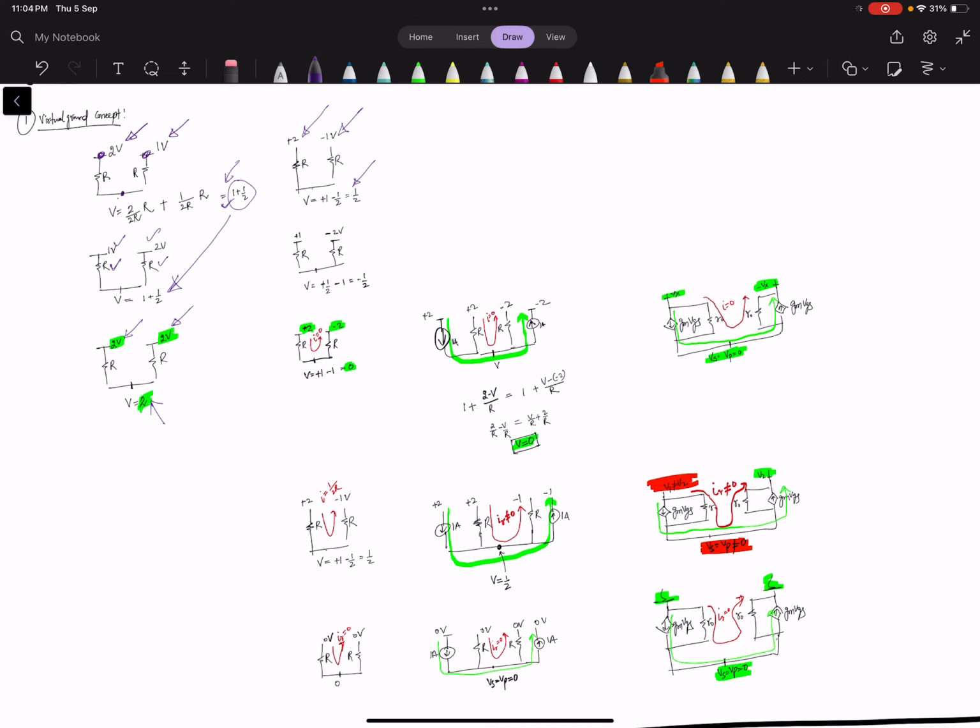Okay, now if we interchange this voltage here, 1 volt and minus 2 volt. Earlier this was plus 2 and this was minus 1, now it is plus 1 and this is minus 2. So the concept is the voltages are not the same and also in opposite direction. Again by the superposition theorem, this was half, this is minus half.